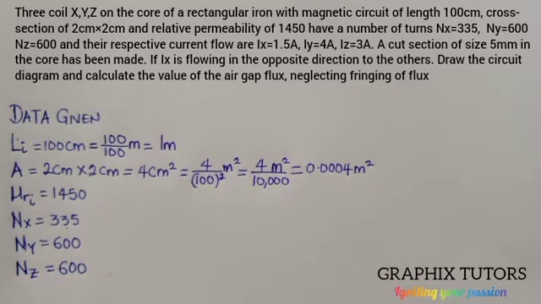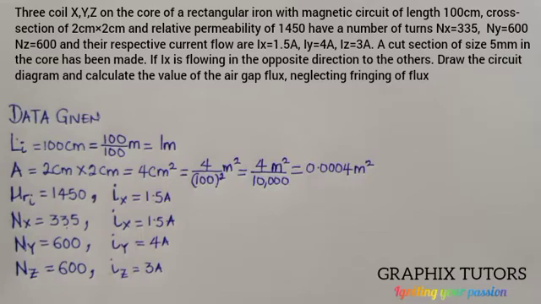Now we move forward. It says their respective current, that means the current flowing through these coils. The current flowing through the x coil is 1.5 amperes, we'll call it I subscript x. The current flowing through the y coil is 4 amperes, we'll call it I subscript y, and that of z is 3 amperes. So we write it this way. This is what we have here, I subscript x, y, and z.